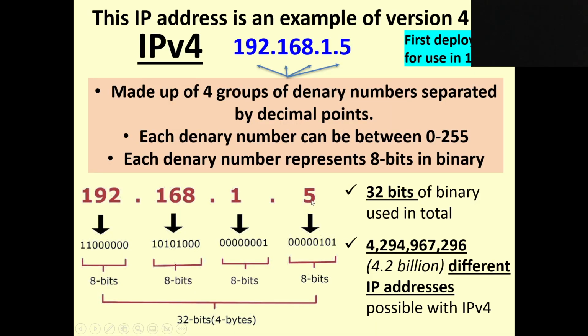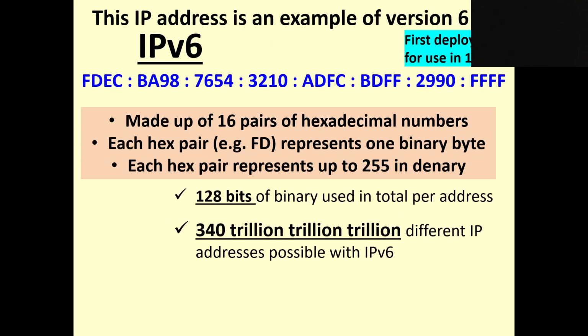There are two versions of IP addresses, however, that we looked at. Version 4 is made up of 4 groups of denary numbers between 0 and 255. Okay, so there's 32 bits in total, and you can have over 4 billion addresses. However, the problem is, at the moment, these would all be used up. So IPv4 would have run out of addresses by now. So instead, we've got IP version 6. IP version 6 uses 128 bits, so it gives you over 340 trillion addresses.